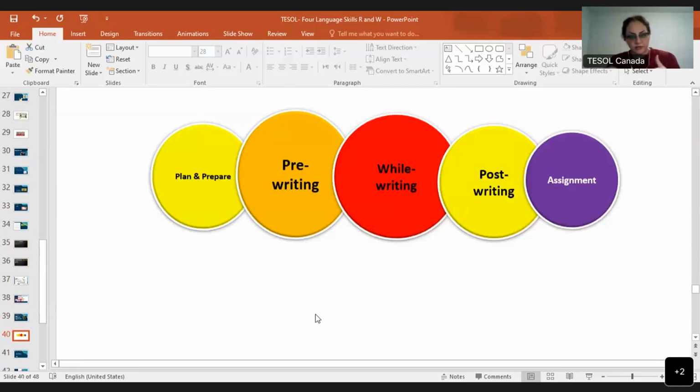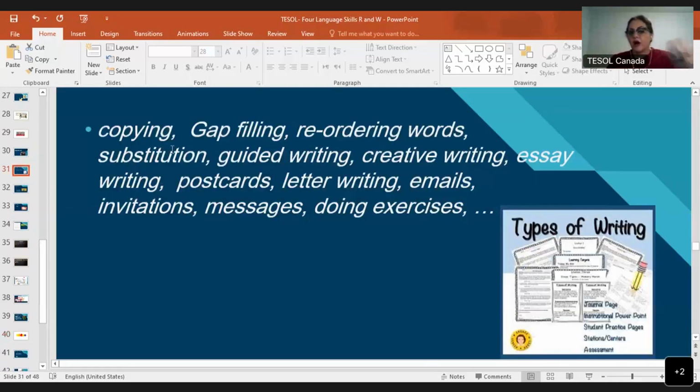In post-writing, it's the time that students swap their writings with the next group or next pair, and they give the other group their comments or recommendations. How can they improve their writing? There could be different kinds of activities like copying, gap filling, reordering. They're all writing. Guided writing or creative writing or essay writing, postcards, letter writing, emails, invitations, messages, text messages. They're all working on writing.